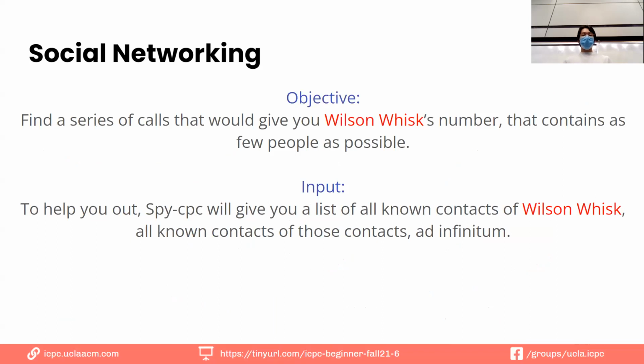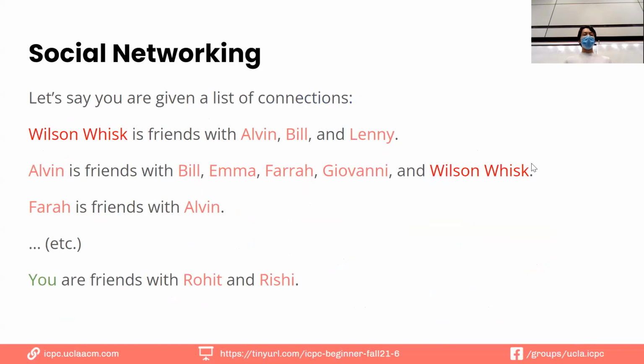So this is just a recap of what our objective is. For our input, we'll be given a list of all known contacts of Wilson and all known contacts of those contacts, and so on. So for example, we're going to be given a list of connections. We know Wilson's friends with Alvin, Bill, and Lenny. Alvin is friends with Bill, Emma, Farah, and so on. And it's going to trace all the way back to us.